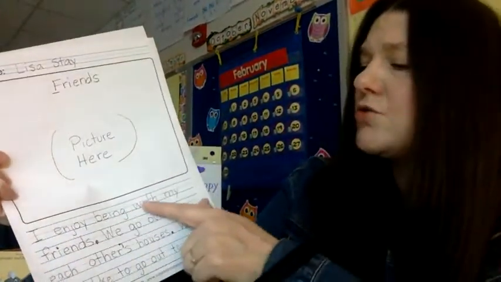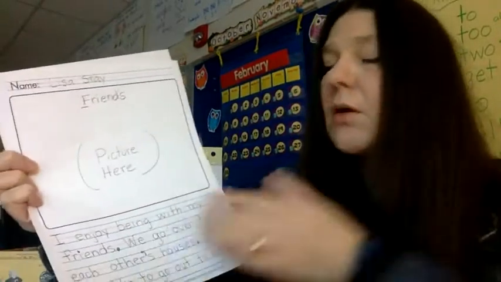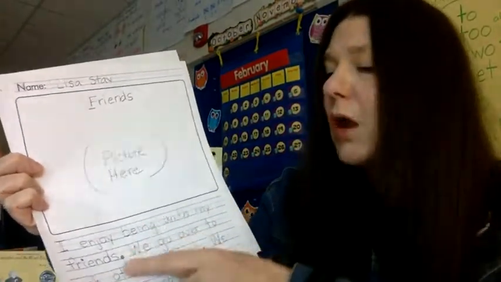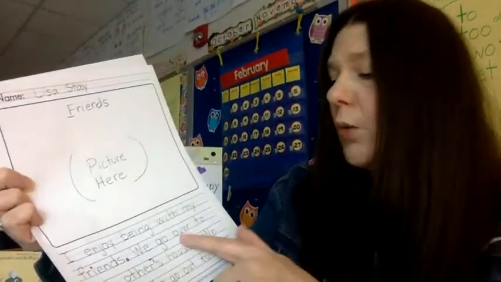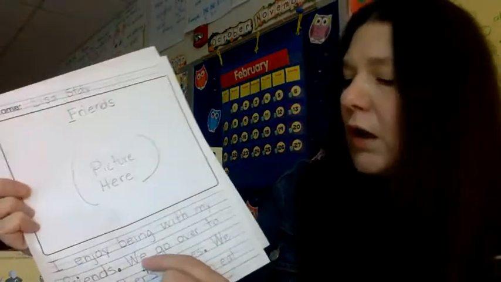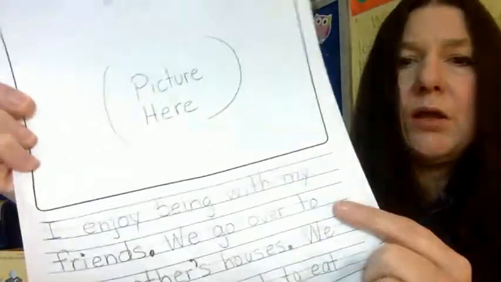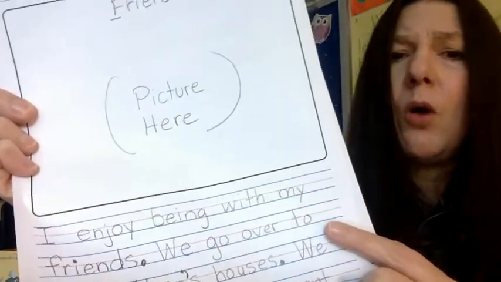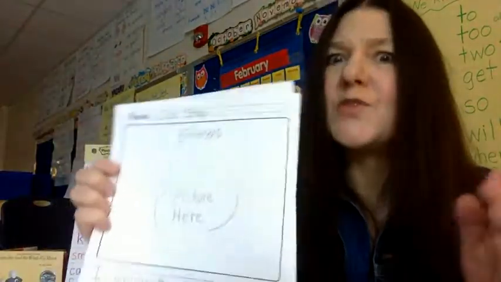So, I enjoy being with my friends. I took a breath. That's the end of my complete thought. And that's where I put my period. We go over to each other's houses. I took a breath. It's the end of my complete thought. If I were to try to stick one here, we go over to, and I stuck it there, that doesn't make any sense. We go over to. So you've got to put it at the end of a complete thought, just like when you talk.